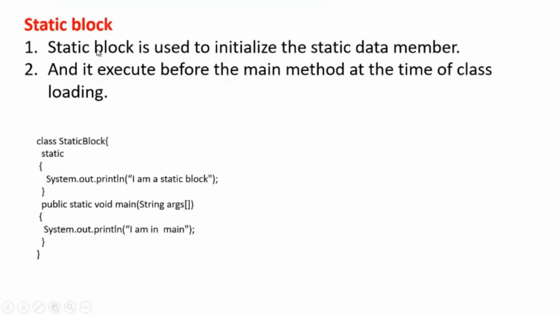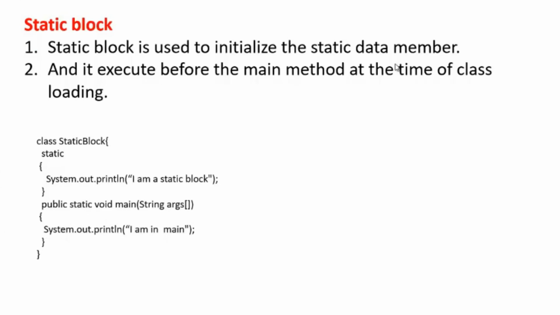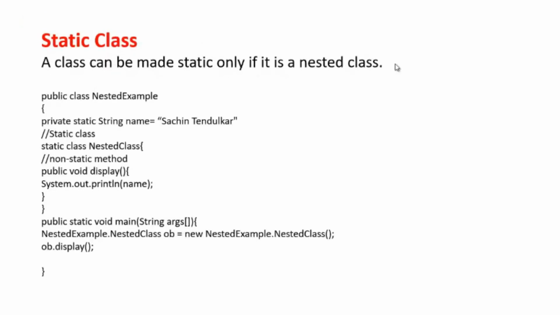So a static block is used to initialize the static data members. Say if there are any data members, those will also be initialized first, and then it executes. So whatever is static, if there is a variable like say a equal to 10, then it will define a equal to 10 first. After that, the static blocks, the static class.